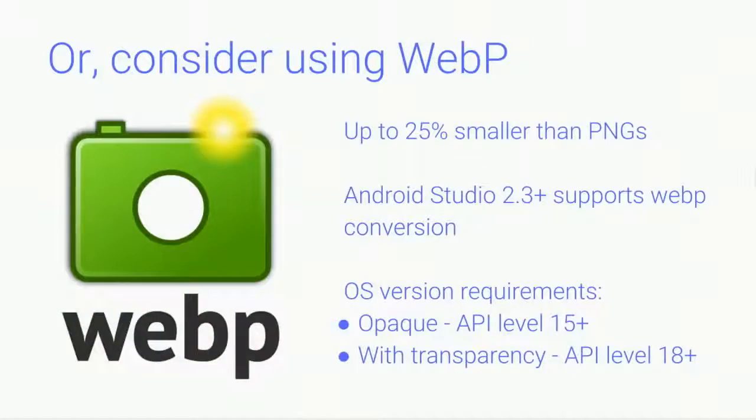The other option to avoid PNG crunching is to convert all your PNGs into WebP. Now, WebP is up to 25% smaller, so you get a smaller APK to boot. Newer versions of Android Studio also support conversion within the IDE, so you can easily convert your PNGs into WebP format. Now, the only thing that you need to be careful about is the OS requirements. If you're using lossy WebPs, API level 15 and above will support them. But if you have alpha channels and support transparencies in your WebP, then you need API level 18 or above. So that is something to be mindful of.